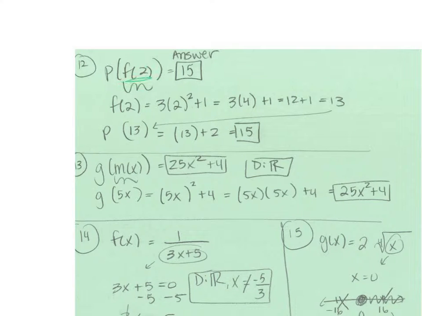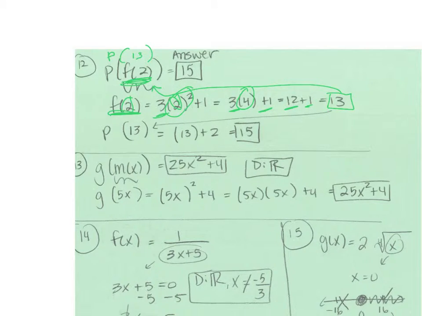For number 12, we first find f of 2, so we go to the f equation. Wherever we see x, we insert 2. So we do order of operations. 2 squared was 4, and then 4 times 3 gets us 12, and 12 plus 1 gets us 13. So 13 then goes in this slot, right? So we get p of 13.